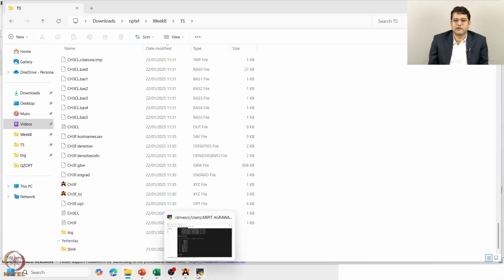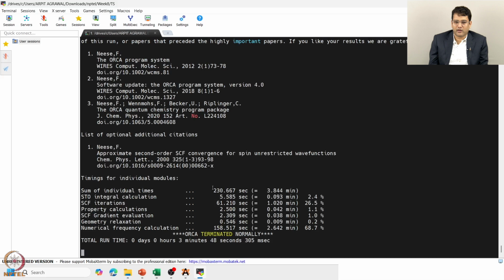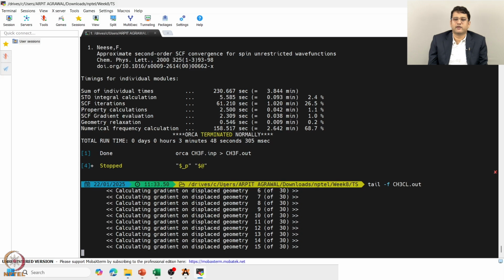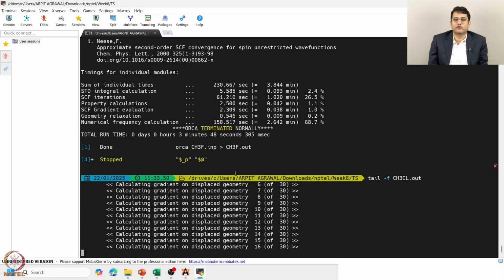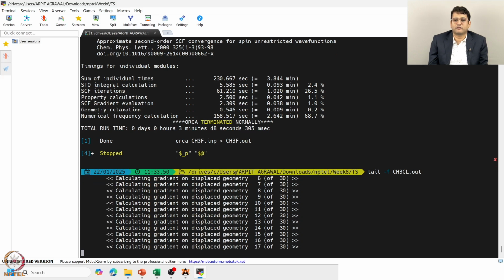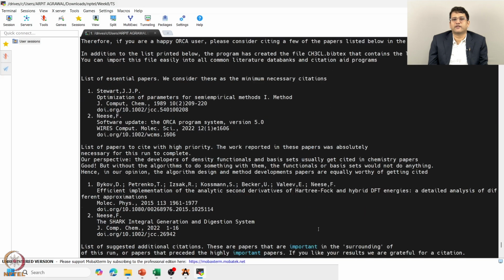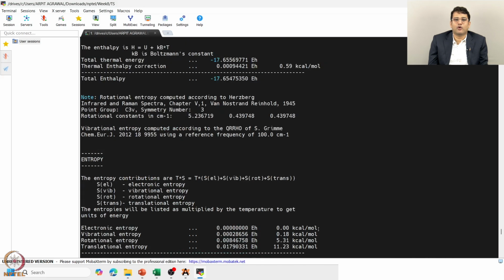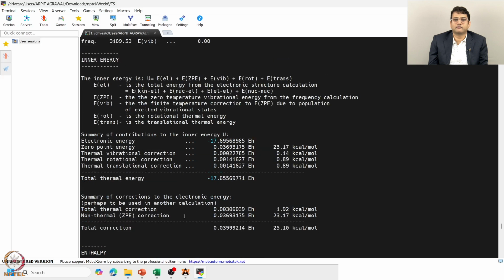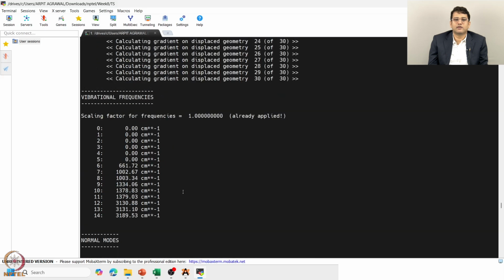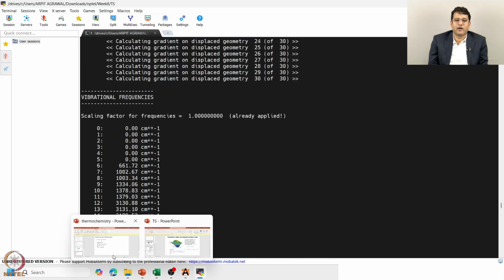My CH3Cl job is still running. I hope that they are in the frequency calculation also. Optimization is done. Yeah, it's also doing its frequency calculation, so it will be done soon. The frequency calculation is done. So all good. Here also all frequencies are real, so it's a real local minima.